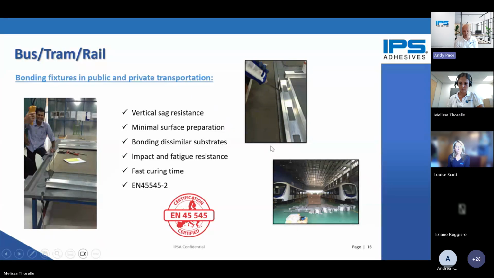We've also got minimal preparation, so a lot of the time we don't need primers to bond metals together. Other products do, and we're very good at bonding dissimilar substrates, which gives designers flexibility of what they can use and the best substrates for the application. We also offer, as I've mentioned, fast curing and slow curing components that give you flexibility in your production line, so that you're not fighting the clock on the adhesive itself.